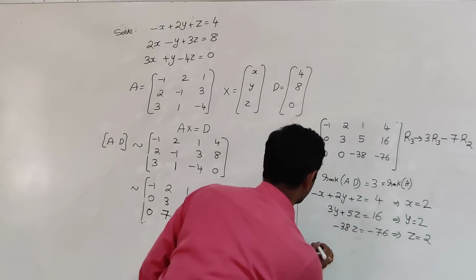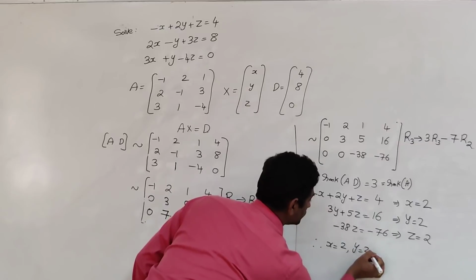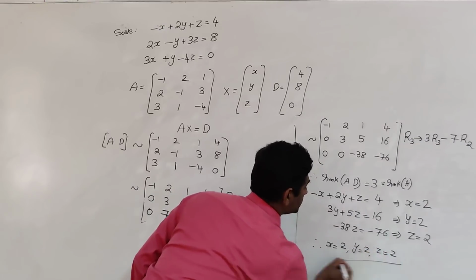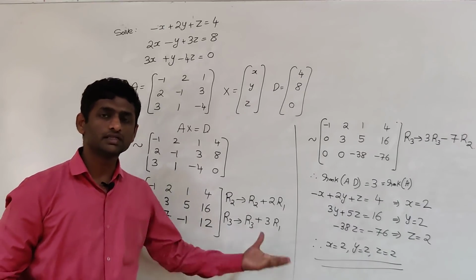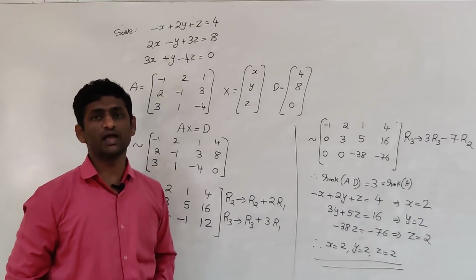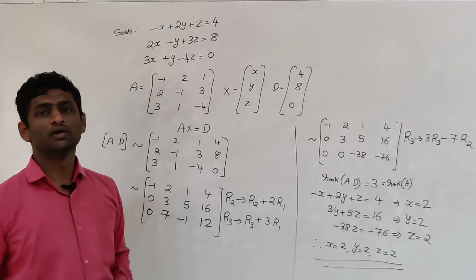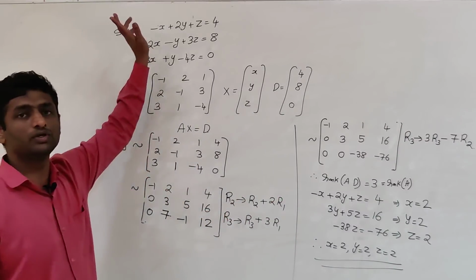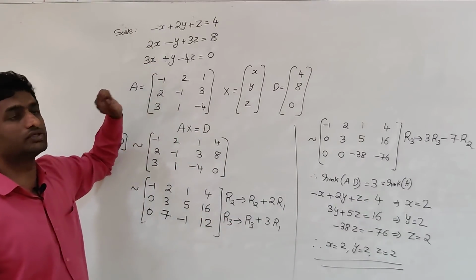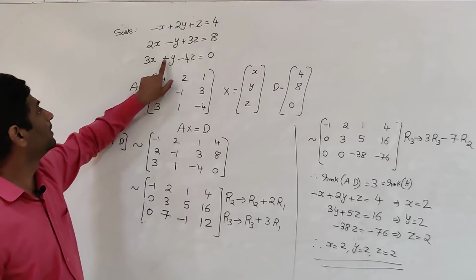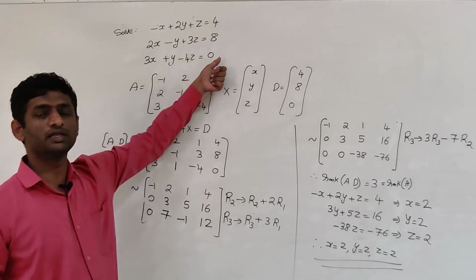So what is the unique solution? x is equal to 2, y is equal to 2, z is equal to 2 is the unique solution. After getting the solution, you can also cross verify whether your answer is right or wrong by substituting these xyz values in any one of the equations. It should satisfy. Suppose I substitute in the third equation, 3 times 2 plus 2, 8 minus 8, 0. So we are getting the right answer.